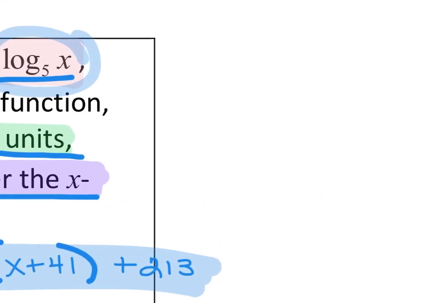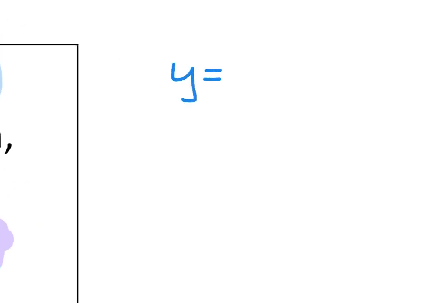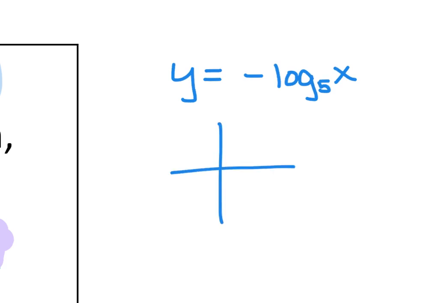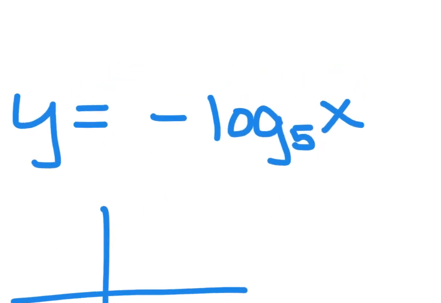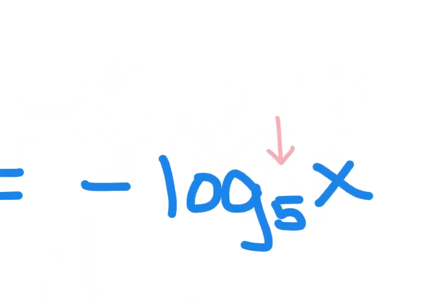So I'd grab my calculator and I would graph y equals negative log base 5 of x. Don't worry about the shifts. You can kind of imagine those as you go. If you graph y equals negative log base 5 of x, you're going to need to remember, for the base of 5, to use alpha and then window and then number 5.